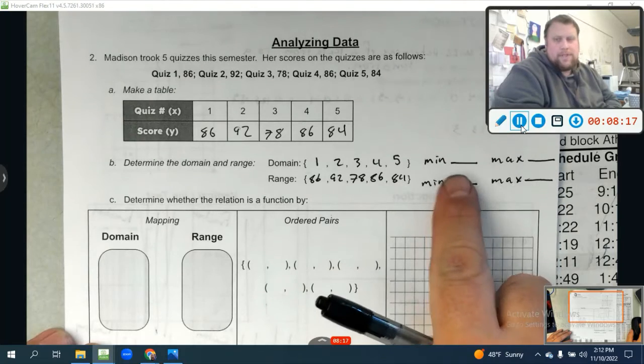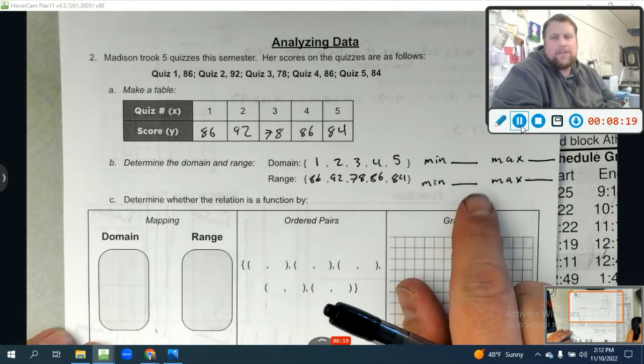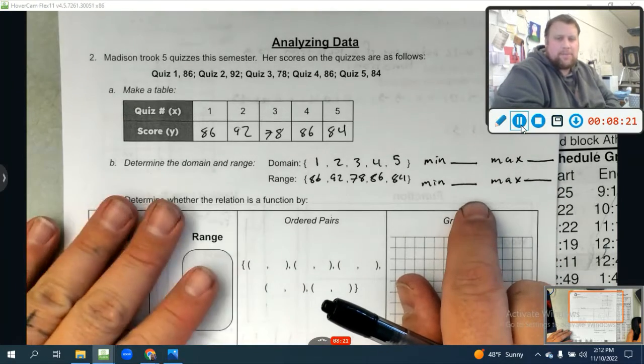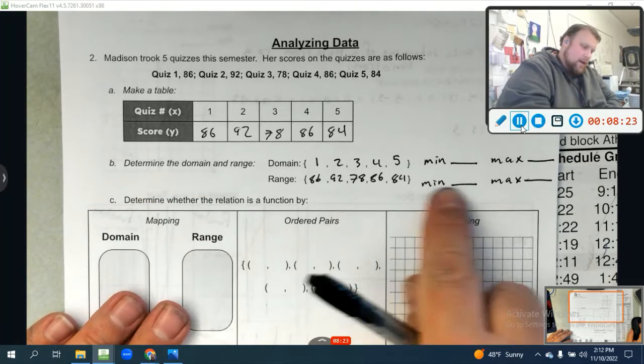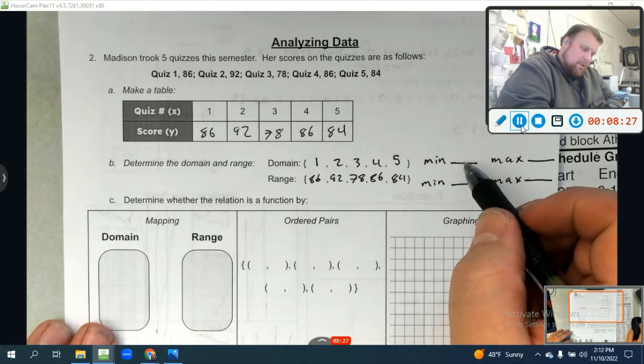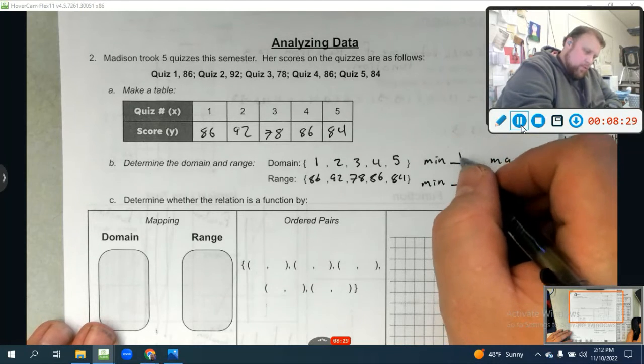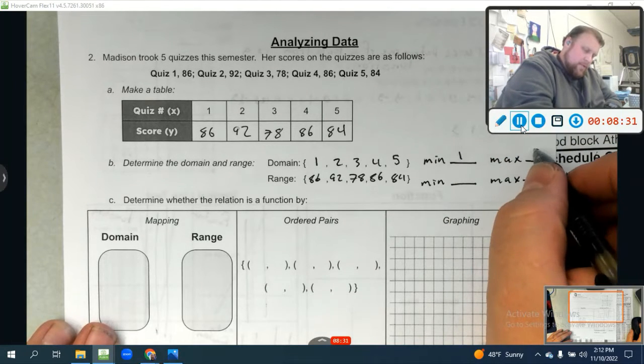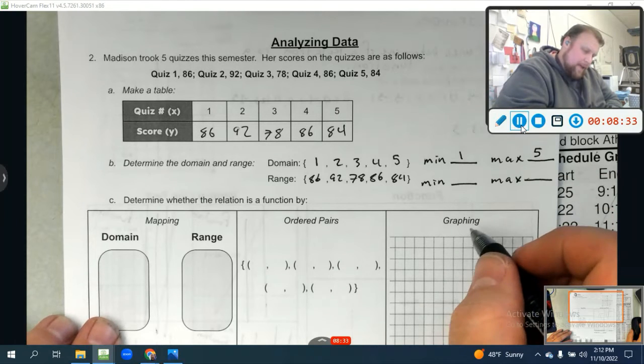Now, you'll notice these kind of suddenly appeared. It's because in a new rendition of these lessons, since I printed out this one, I've added this in there. But what is my minimum value of X? My minimum value is 1. What is my maximum value? It's 5. I'm going from 1 to 5, okay?